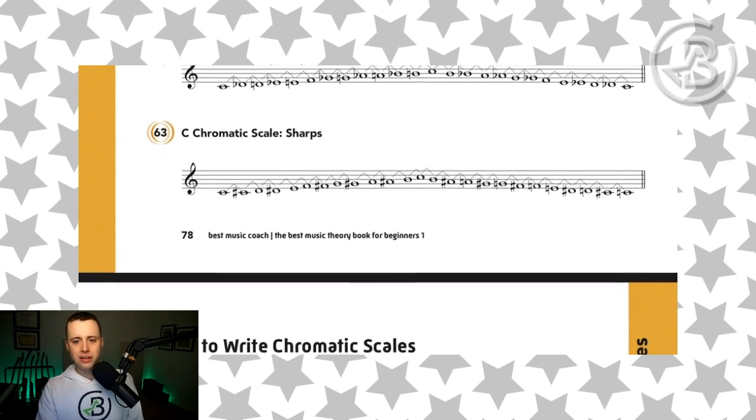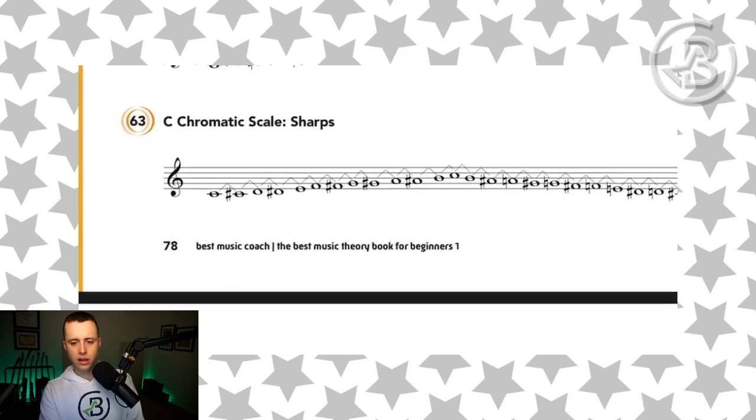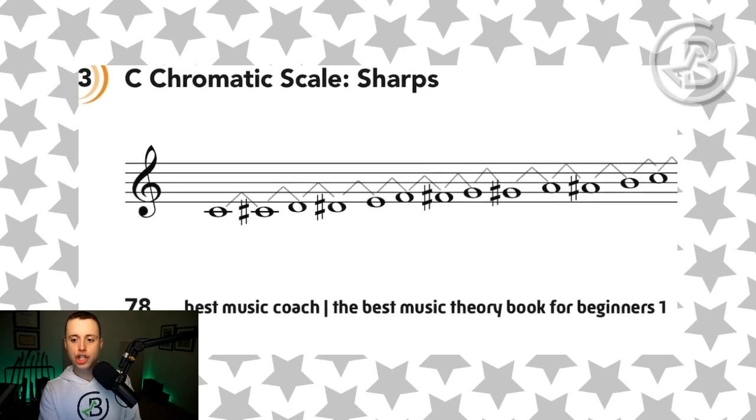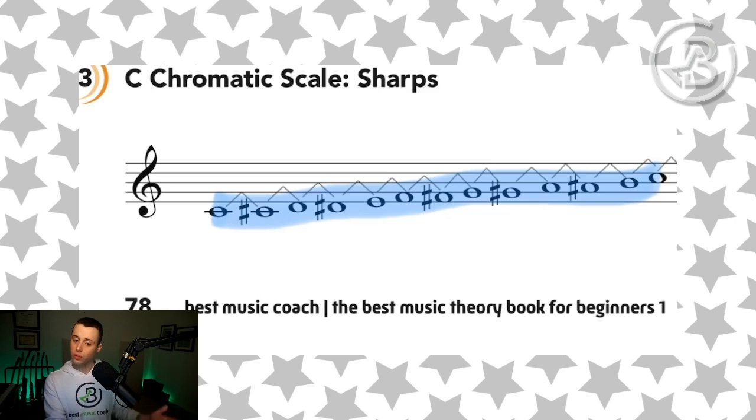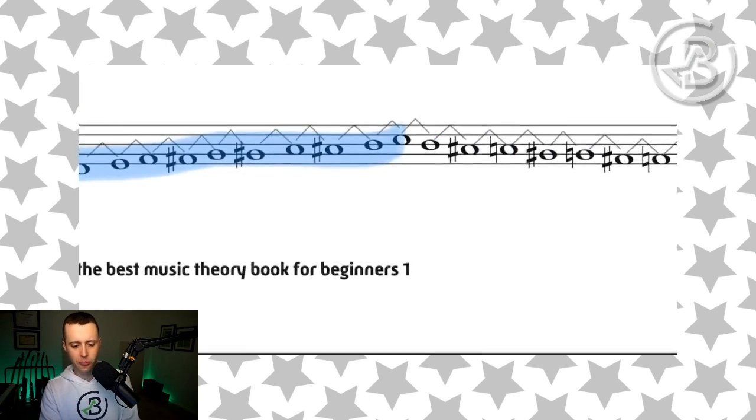Let's talk about the C chromatic scale, but this time starting on C, but using sharp notes. So the way that that's constructed is like this. We start on C, then we go to C sharp, then D, D sharp, E, F, F sharp, G, G sharp, A sharp, B, and we end on C. We started on C4, we ended on C5. That's an ascending C chromatic scale, going from low to high.